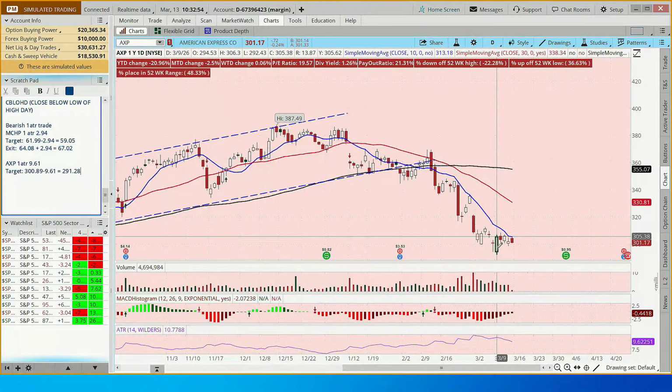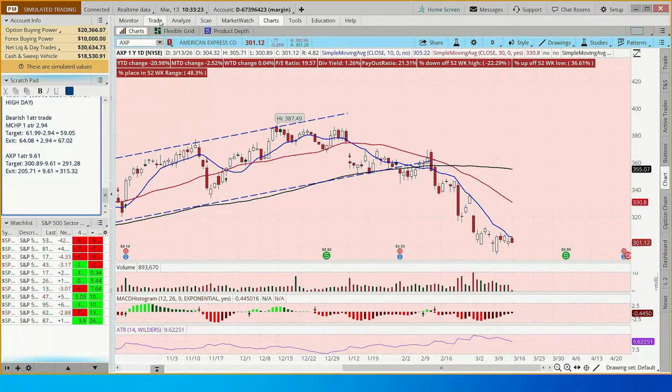But we're pretty close on this with the one ATR target to that swing target. And then our exit would be today's high, 305.71 plus 961, 315.32.